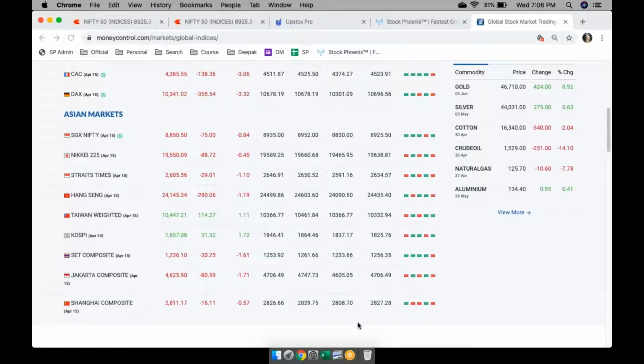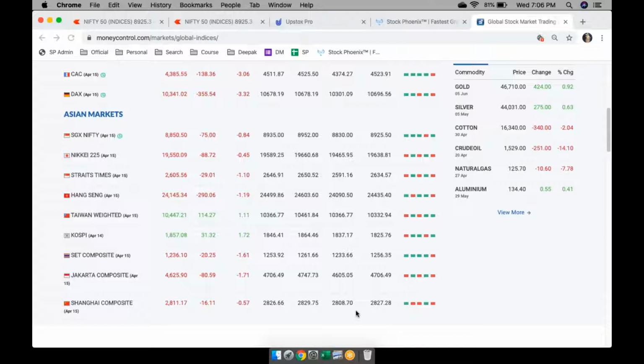SGX Nifty is our Nifty. Singapore Nifty is getting traded in the Singapore Exchange. Our Nifty future is getting traded in the Singapore Exchange. Okay, so that's it about the global market. For any more details, you can Google it. This much is sufficient. More than this, no need to take any news.